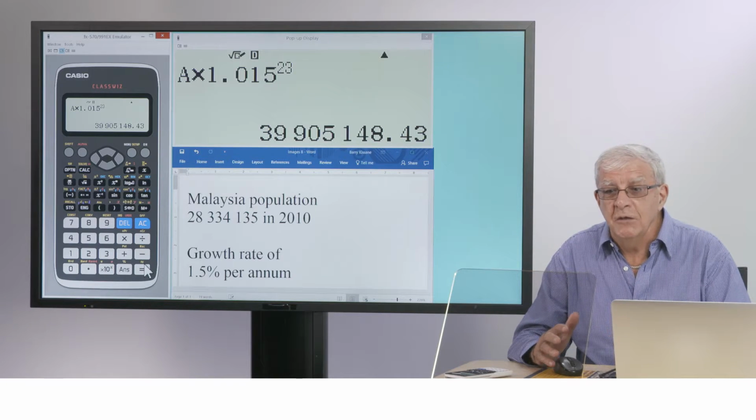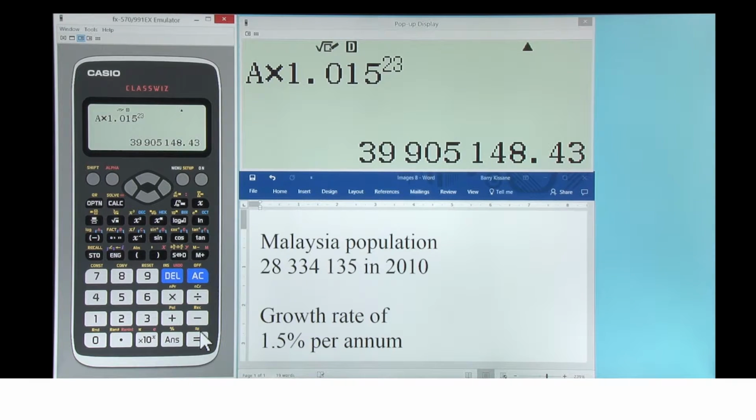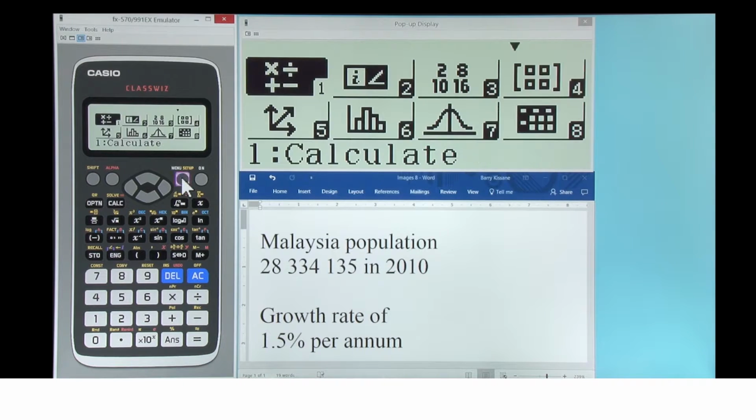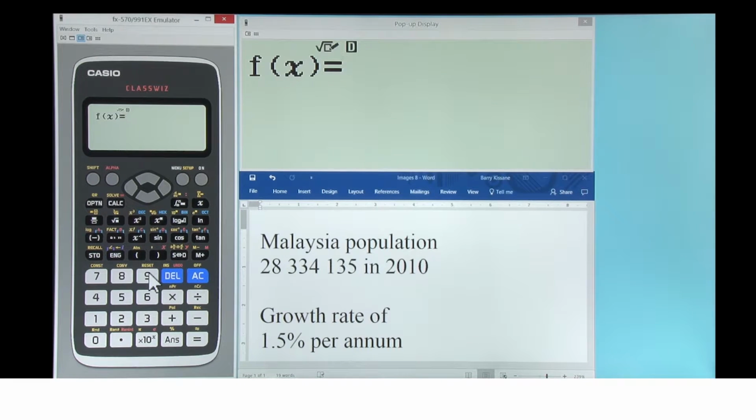A good option is to use a table of values. So let's enter table mode with menu and number 9. And the function we have in mind is the mathematical model, which is still using our value for A. We've stored it and we haven't changed it, multiplied by 1.015, which is the predicted growth rate every year, to the power of x. It's an exponential function.